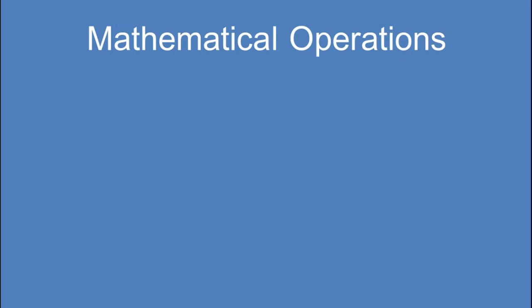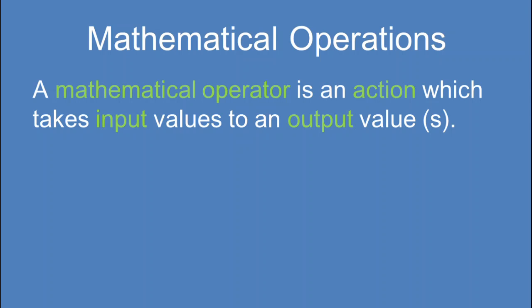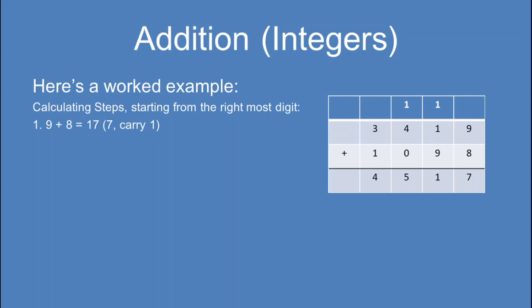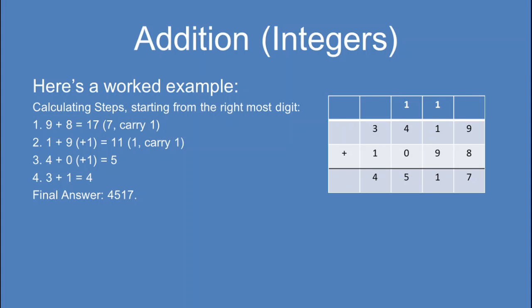First, let's look at mathematical operations. A mathematical operator is an action which takes input values to an output value. Now let's look at addition with integers. Here is a worked example, and the steps down the side, here. The calculation comes out to 4,517. Now, try these practice questions.